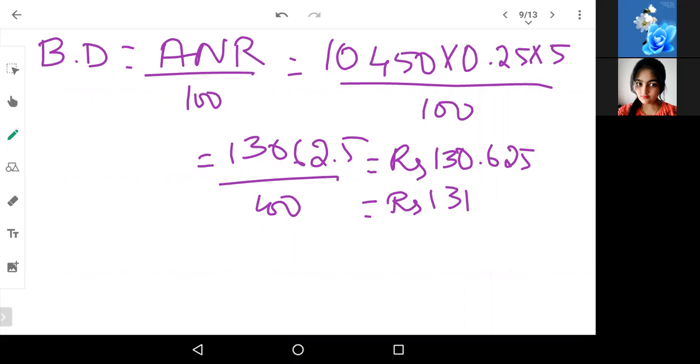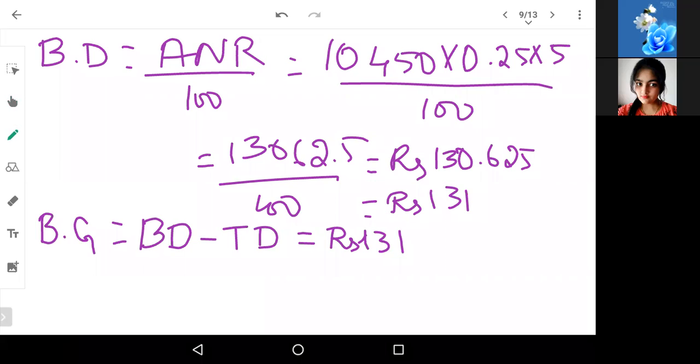Now coming to banker's gain. Banker's gain is the difference between banker's discount and true discount. Banker's discount is rupees 131 and true discount is rupees 129. So what is the difference? 2 rupees. So this is the banker's gain.